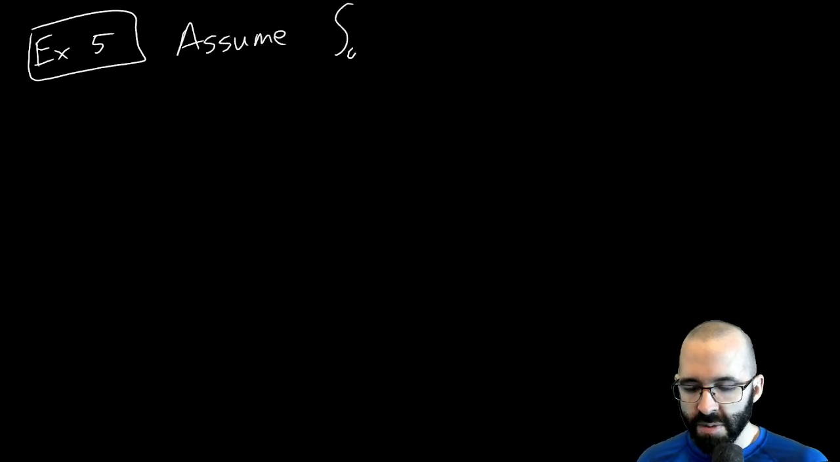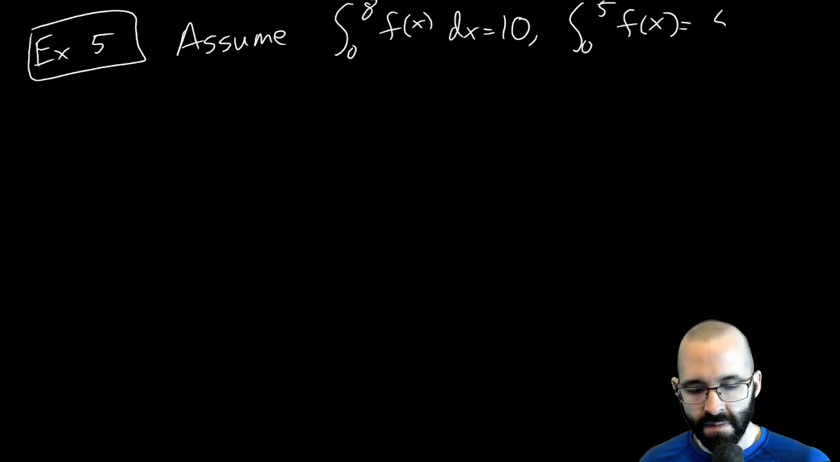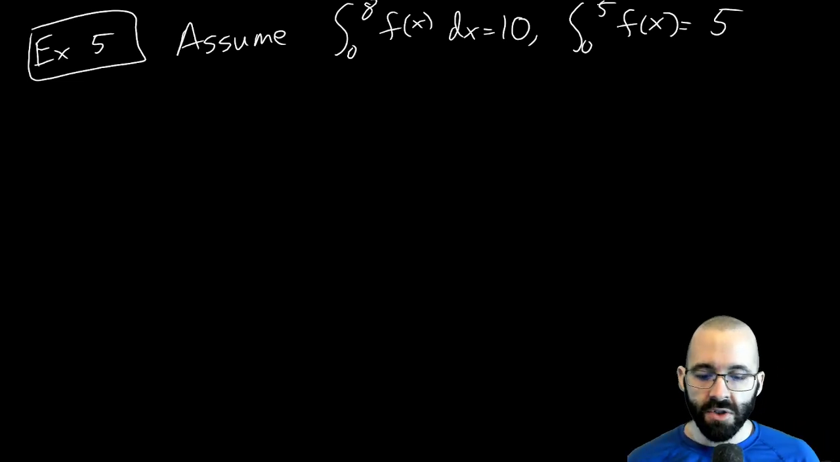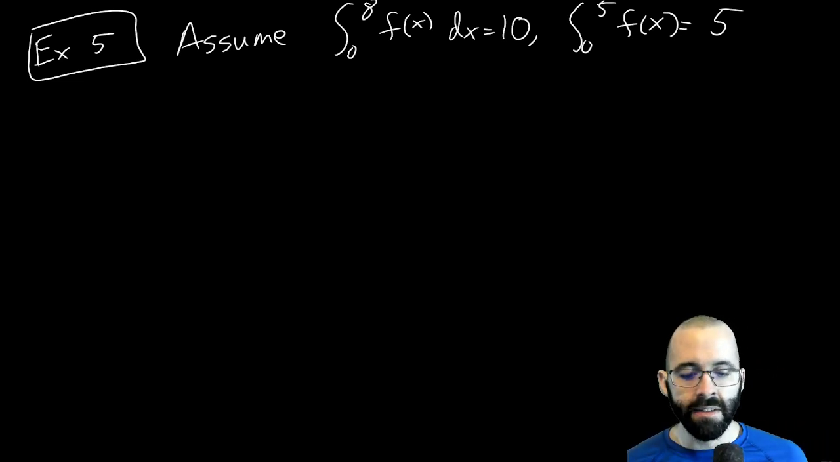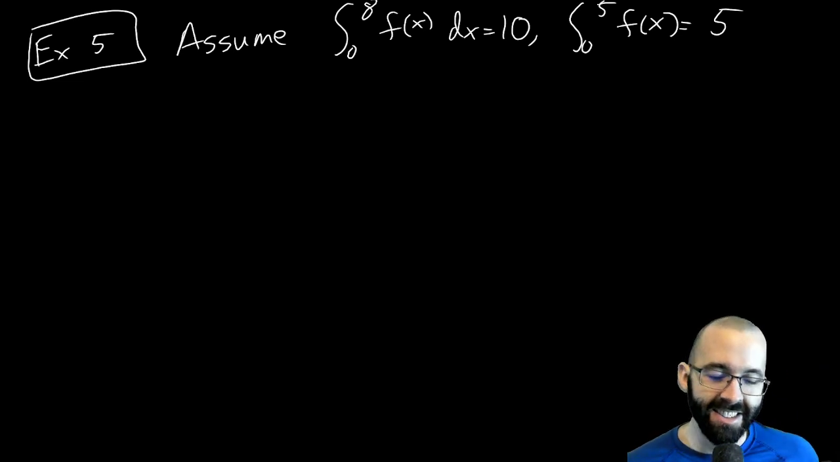Assume that the integral from 0 to 8 of some function with respect to x is 10, and the integral from 0 to 5 of that same function is equal to 5. I'm not telling you what this function is, but I'm saying the area between 0 and 8, assuming the function's positive, is 10. And if the function's not always positive, then I'm telling you that the net signed area is 10.